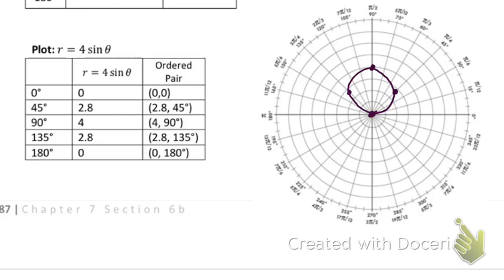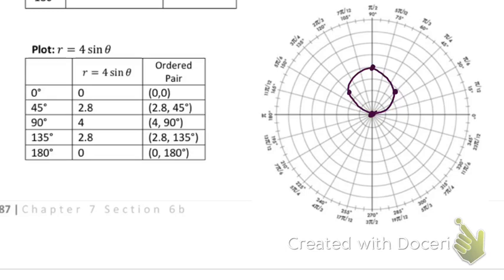And 6 times sine of theta will be a circle that just goes up to 6 and comes back down. Yeah, Mark. Is the center in the equation somewhere? No.